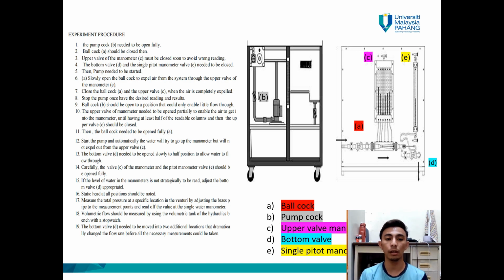So as you can see, for the experiment procedure, A is a ball cock, B is a pump cock, C is an upper valve manometer, D is a bottom valve, and E is a single pitot manometer. First, we need to make sure B is fully open. Then A, C, D, and E need to be closed.